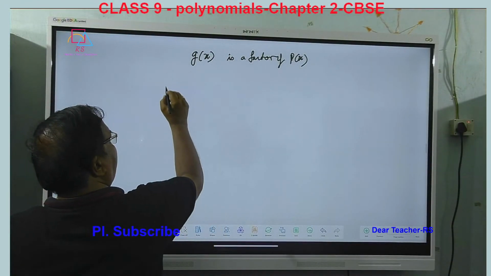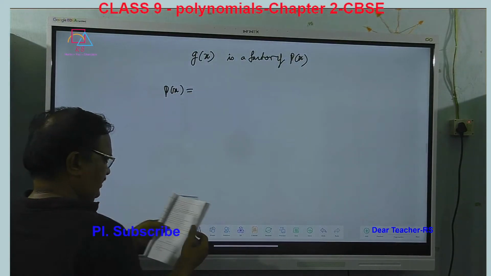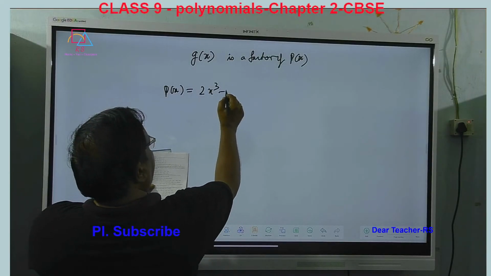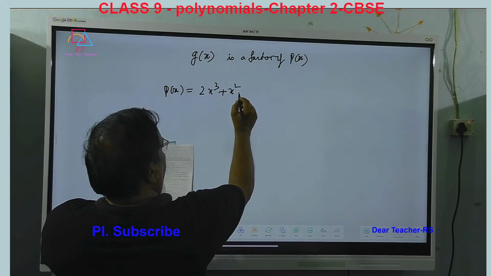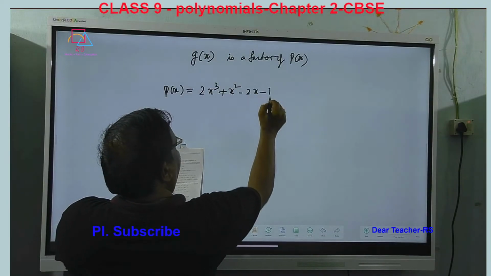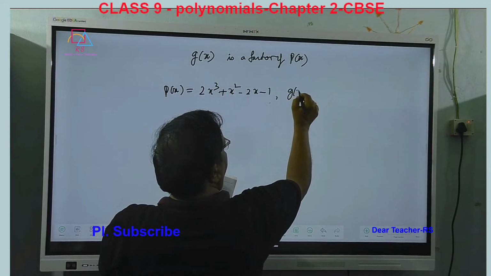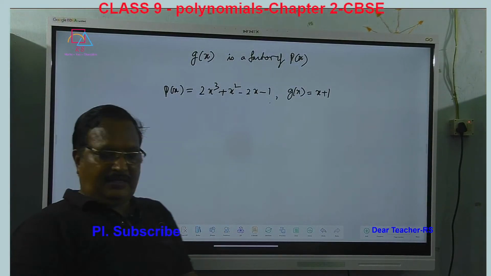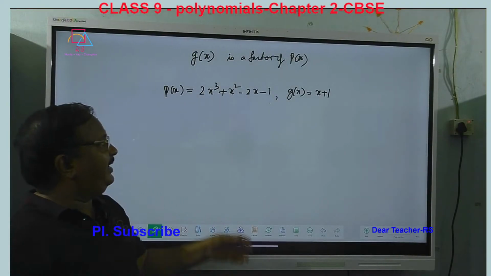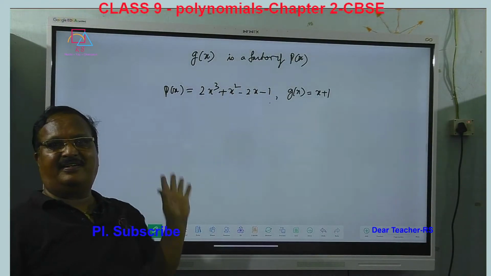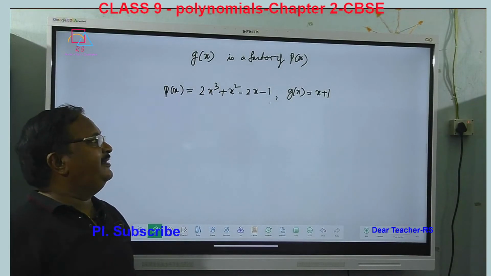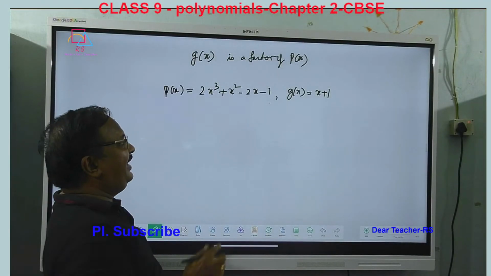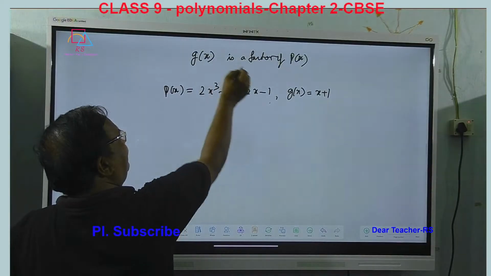Let me write px first. Px is equal to 2x cube plus x square minus 2x minus 1. And let me write gx also. Gx is equal to x plus 1. Now our target is to find whether gx is a factor of this or not. Whether x plus 1 is a factor of px or not. It is just like the first question only. Okay. I will write it in the same way.